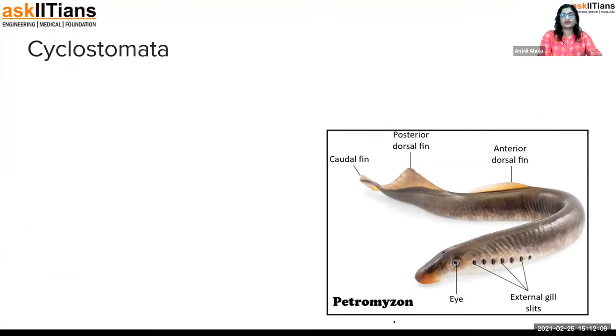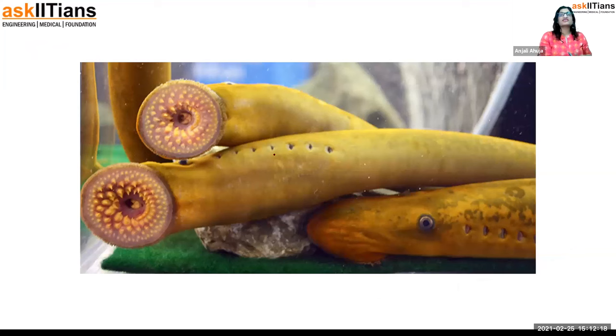Let me just confirm whether you can see the screen. Yeah, you can see it. I'm just going to make sure that you can see it.